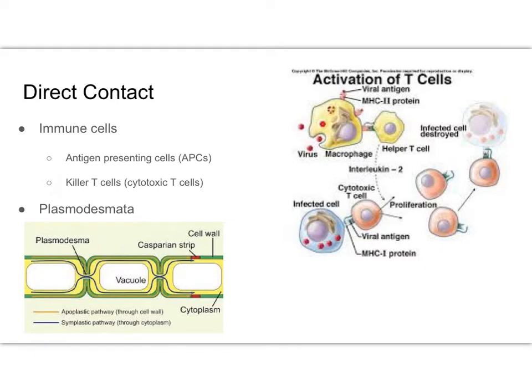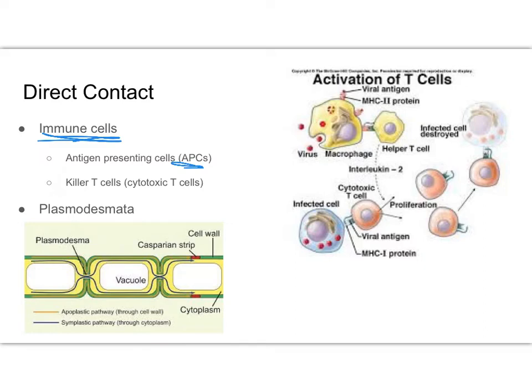So starting with direct contact. So like I said, that is exactly what it sounds like. The cells are actually in contact with one another. They are touching each other. So the first example we're going to look at here is with immune cells. So this is within your body, and these are our immune cells that come in contact with our own cells and with foreign cells. And the first example we're going to look at here is APCs.